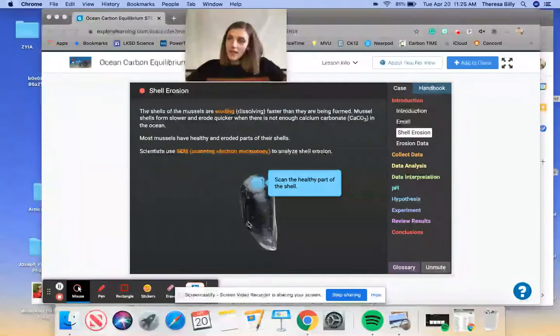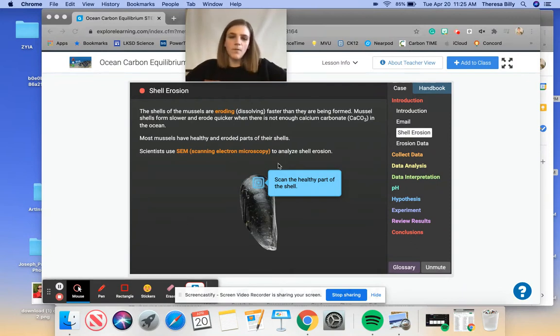So it turns out that the mussels in the Arctic Ocean are not doing so hot. They have found out that mussels are eroding or dissolving faster than they're able to form. And it's probably due to the fact that they're not getting enough calcium carbonate from the ocean.